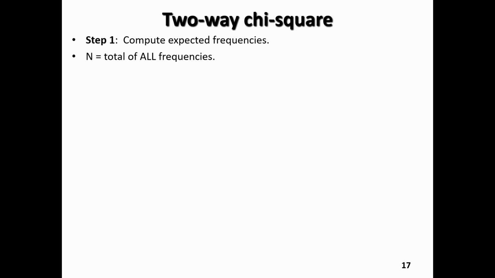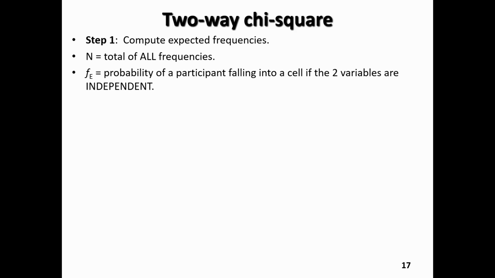Just to define a few items here, uppercase N, and you'll see this on the table below shortly, refers to the total of all frequencies. Essentially, this is our overall sample size. FE is the expected frequency, and you'll see the equation of that here shortly. The expected frequency is related to the probability that a participant falls into a cell if the two variables are independent. Recall that what we are evaluating is if there's a dependency between the two variables in our study.